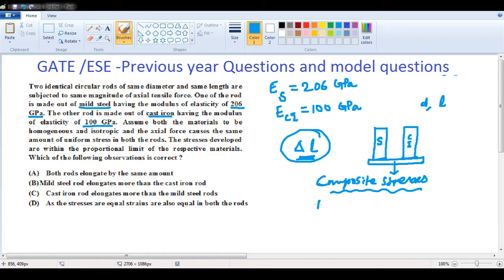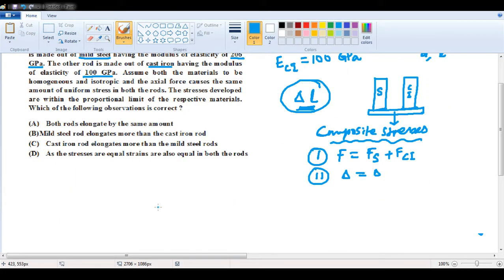We have studied in our last class, whenever there is a discussion on composite stress, two things come into the picture. That is, the force applied, the force of pull or push, will be equal to the force subjected to the steel as well as the cast iron, that is, subjected to all the materials which are within. Apart from this, we have learned the strain in body A is equal to the strain in body B. So these are the two things we can use in this particular question. So let me first use this, that is, strain in steel is equal to strain in cast iron.